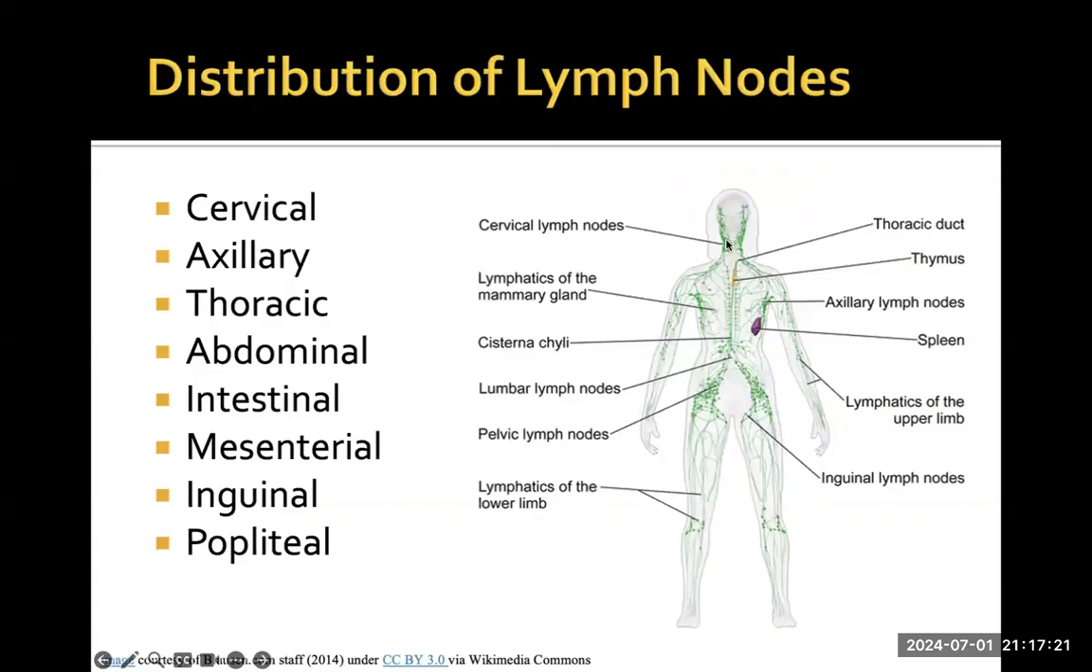So again, distribution of the lymph nodes. You're going to have some in the cervical region, so around the neck, in the armpit or axillary region, in the thoracic region, which is the thorax, and the abdominal, intestinal region, so it's called mesenterial.